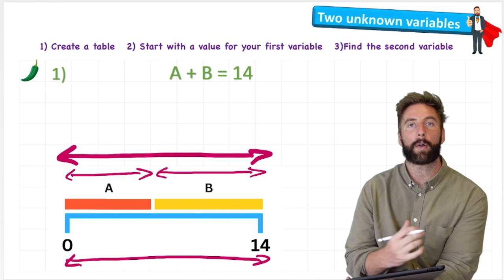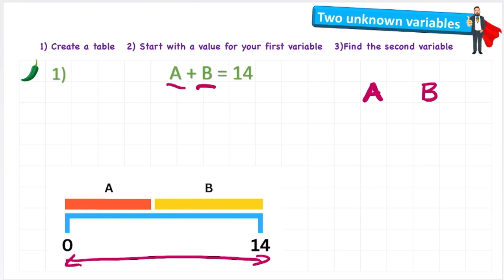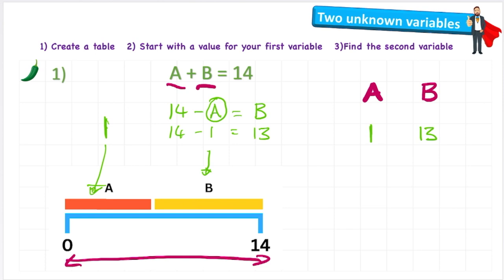So how can we start to put some values on these variables? Well, we're going to do it by making a table. So let's start with a table with A and with B. If we say that A has a value of 1, what we're saying is that this orange A is only the value of 1. So therefore, to find out what B is, B will be the difference between 14 and 1. So therefore, we can show that by using inverse. So if I put 14 subtract A equals B, and then replace A with the value 1, 14 subtract 1 equals 13. So in my table, if A was 1, B would have to be 13. Now some of you could probably see that straight away just by looking at 1 and the 14 and realizing the difference must be 13.